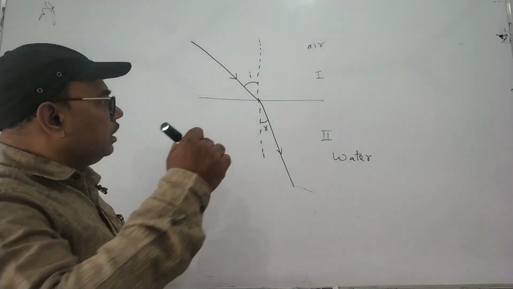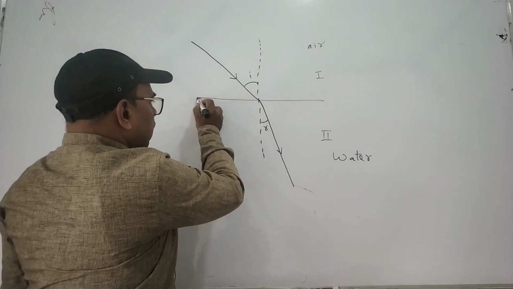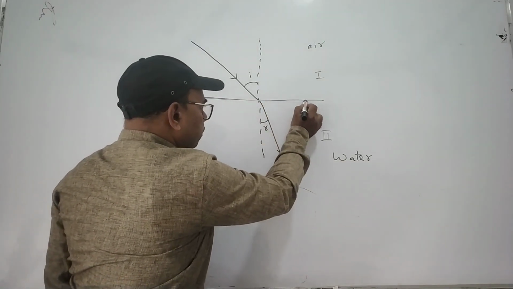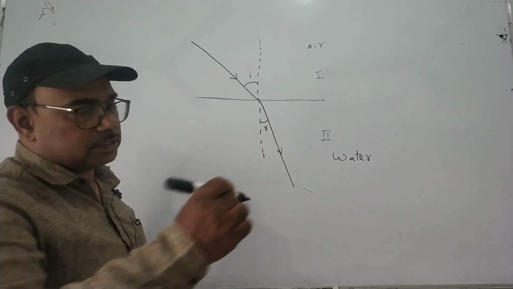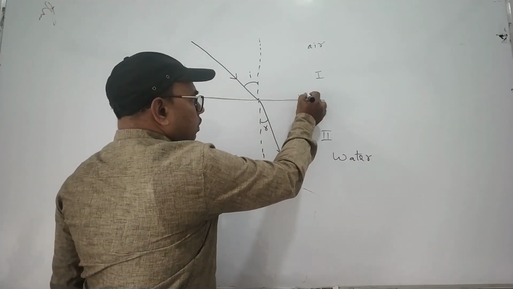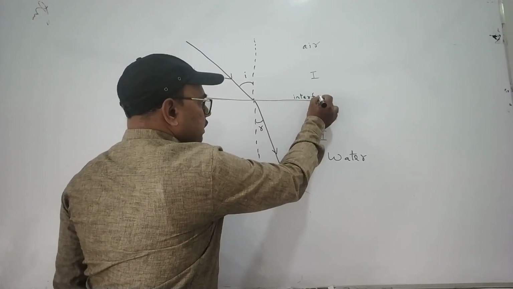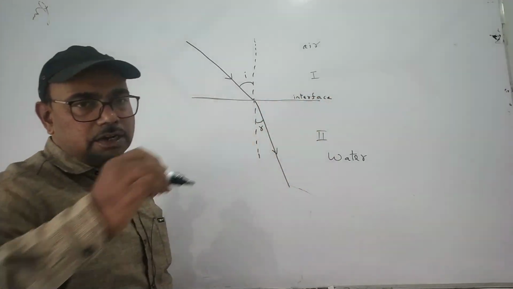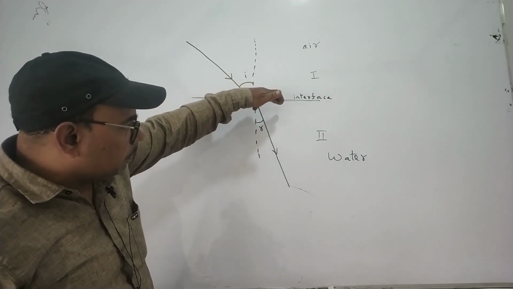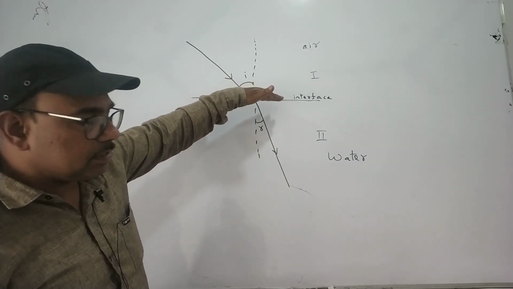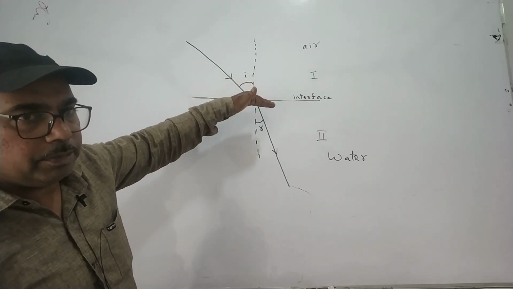Moreover, if you observe carefully, this is the line which separates the two optical media. This line or plane is also called an interface. What is an interface? An interface is a line or a plane which separates the two optical mediums.